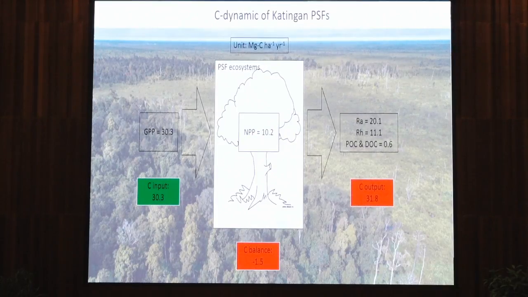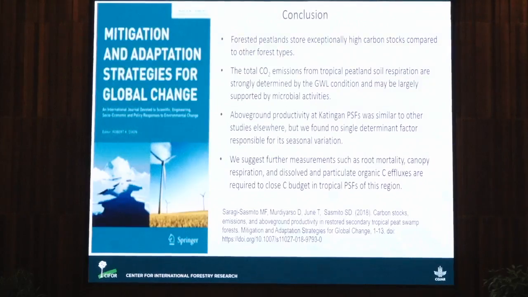So we get the balance from the input and the output. We still emit 1.5 tons of carbon per hectare per year, which is still emitted. Here is the conclusion of our paper: this data may contribute to the climate mitigation strategy in emission reduction. Thank you.